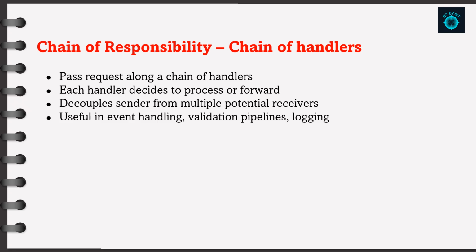This pattern helps you decouple the sender from multiple possible receivers and avoids tightly coupling the request logic to any single handler. It's commonly used in event handling systems, middleware pipelines, validation chains, and logging frameworks, where you want multiple components to have a chance to respond. Let's see an example in Python where we use this pattern to build a simple support system with 3 levels of help: basic, intermediate, and advanced.